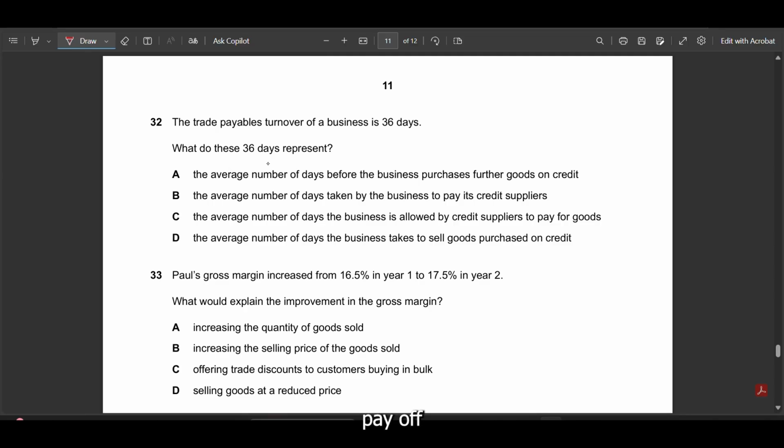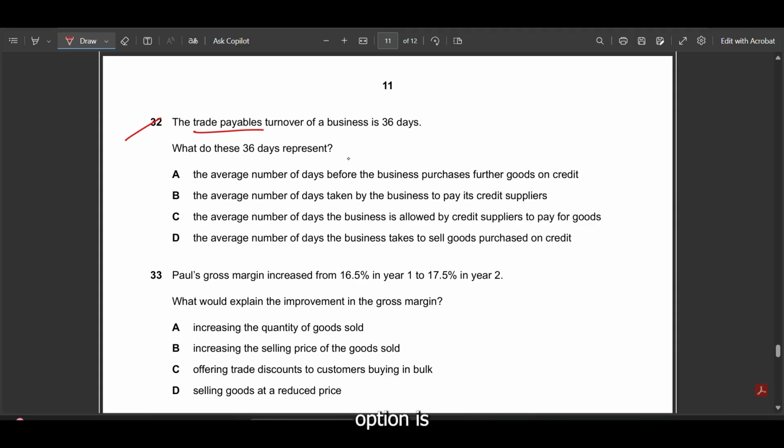The payable turnover of a business is 36 days. Okay, so what does this 36 days represent? Alright, again an easy question. So what do you mean by trade payable turnover? You take 35 days, the average number of days, in order to pay your trade payables. Trade payables are nothing but the suppliers from whom you have taken goods on credit.